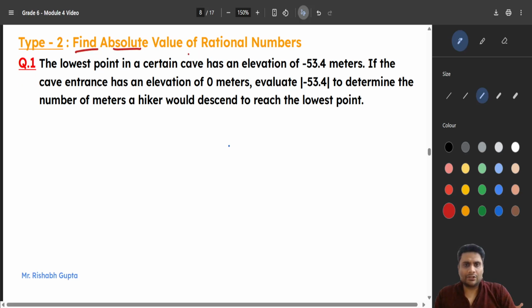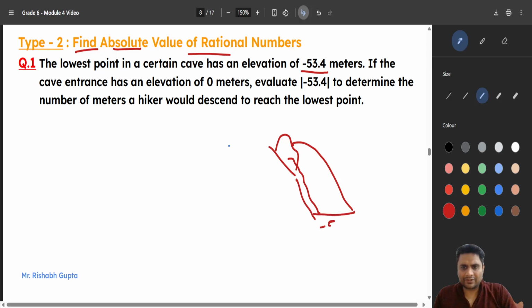Find absolute value of rational number. We have to find the absolute value, as I told you in the last lesson also. The lowest point in a certain cave has an elevation of minus 53.4. Okay, let's say there is a cave. If you enter the cave, you will go down, and the deepest point inside the cave is at what point? Minus 53.4 meters. Okay. If the cave entrance has an elevation of 0, okay, cave entrance here it is 0 and the deepest point is minus 53.4.